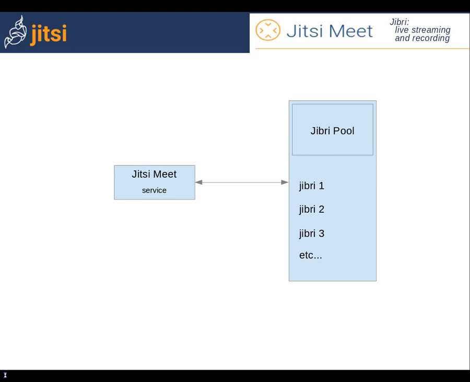In that case, you can have a pool of Jibri servers waiting for recording or streaming requests. Or you can prepare scripts to spin up new Jibri servers on demand, so that there is always at least one ready for usage, and shut them down one by one when the load decreases.